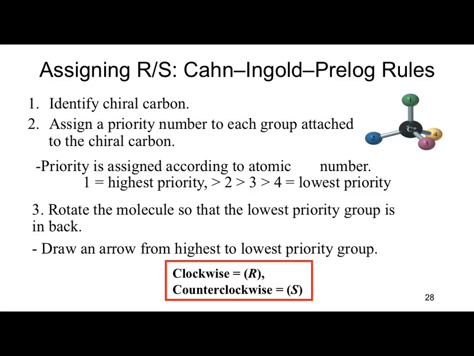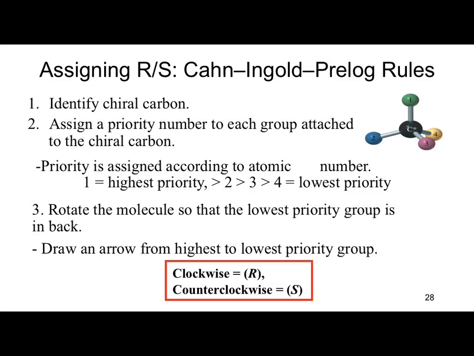When it comes to our nomenclature R and S, we assign that based on the Cahn-Ingold-Prelog rules. So you first need to identify your chiral carbon, which we just discussed, finding a carbon atom that has 4 distinguishable groups attached. And then you'll go through and assign a priority number to each group of the chiral carbon. Your priority is assigned according to the atomic number of the atom attached, with 1 being the highest, all the way down to 4 as your lowest priority.